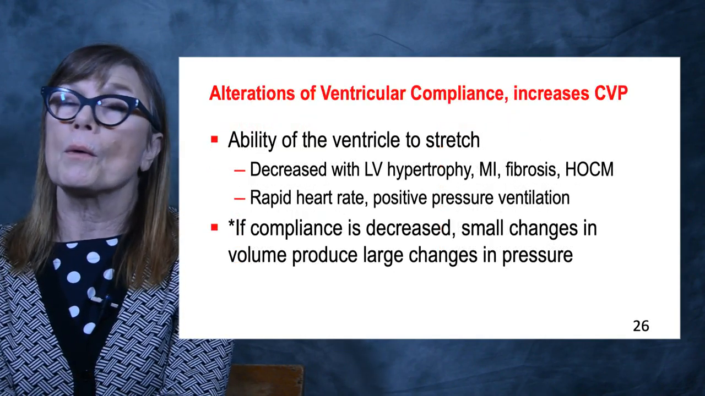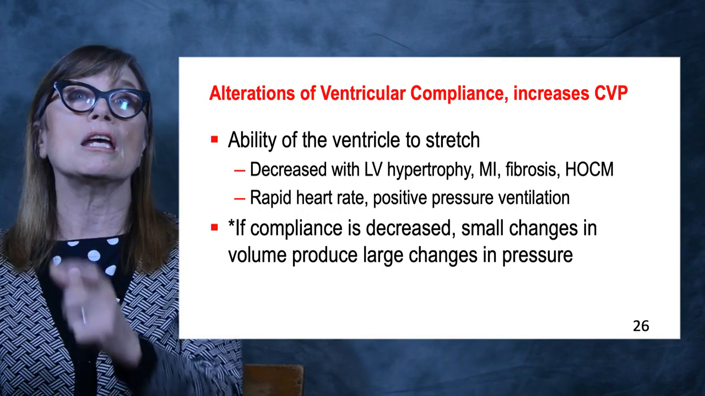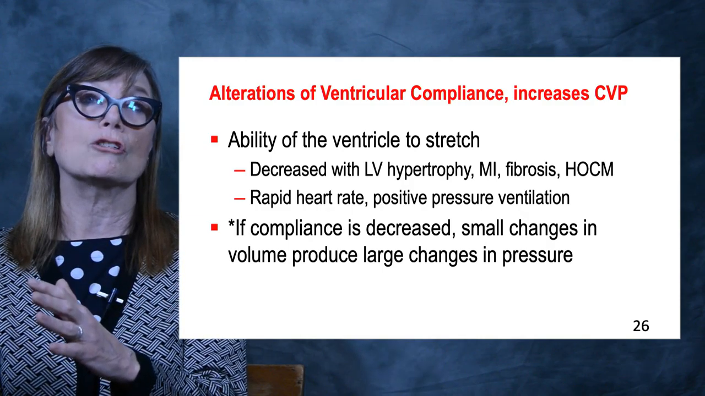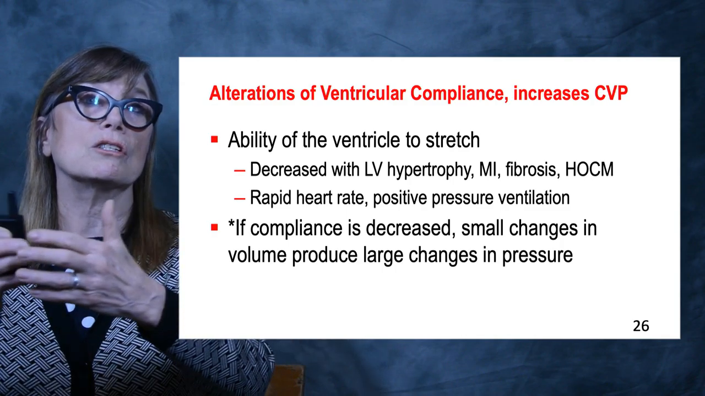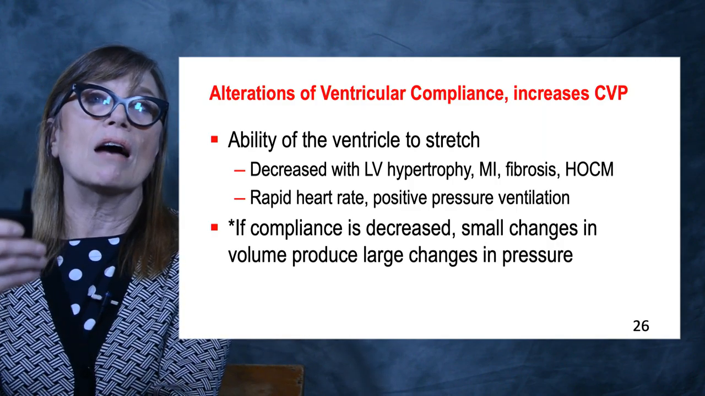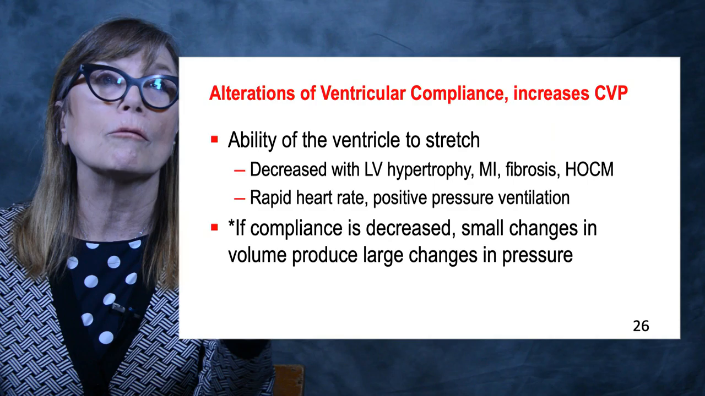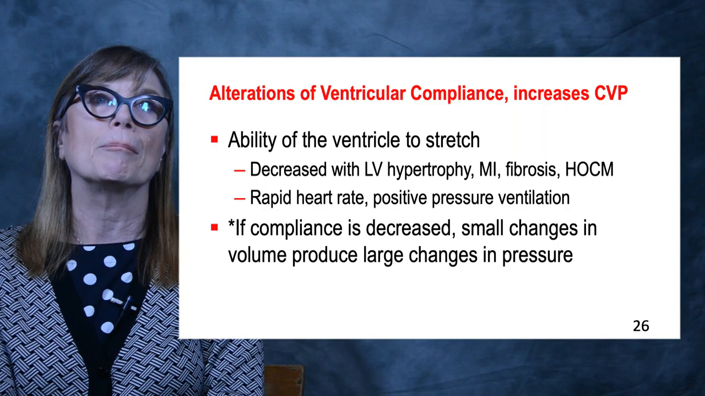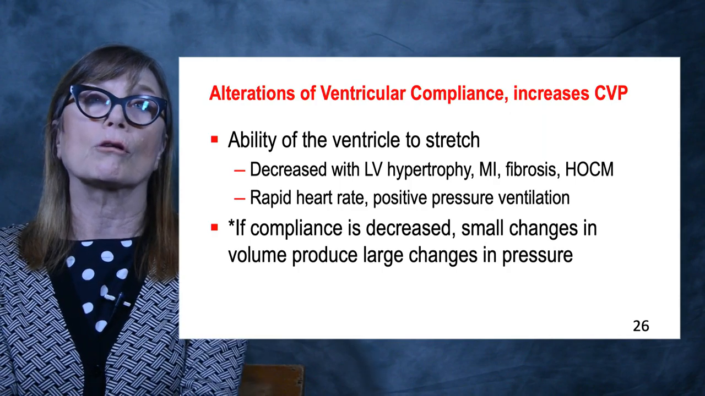And again, I always want to remind you above everything else, because you'll hear your doc say it and you want to pay attention: CVP is not a volume number. CVP is most particularly affected by alterations in ventricular compliance. Now, we want to remind ourselves that the right ventricle is normally very distendable. The right atria is normally very distendable. But if I have hypertrophy, if I have heart failure, if I have MI, if I have obstructive cardiomyopathy, if I have a rapid heart rate, a pulmonary embolism, or I'm on positive pressure ventilation, CVP is going to go up because the compliance of my right side heart, right atrium, right ventricle is decreased.